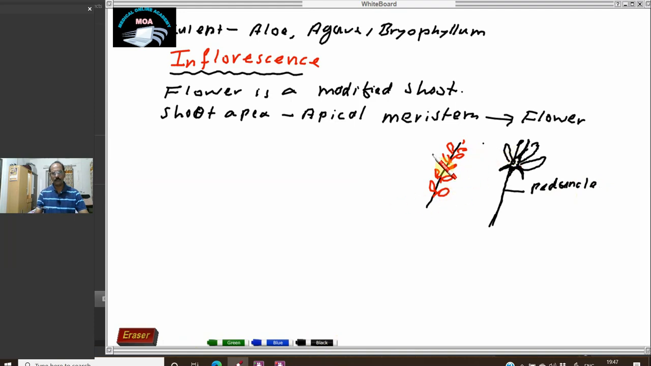This group of flowers arranged on the peduncle, or a common axis, is known as inflorescence. So what is actually inflorescence? Inflorescence is a group of flowers, or flowers, that are arranged on a common axis. The flower may be single or it may be in a group. Whatever the condition may be, it is known as inflorescence. Okay. So inflorescence means flowers arranged on a special branch, and on this branch the flowers are arranged. The flower may be single or it may be more than one. So that is known as the inflorescence.